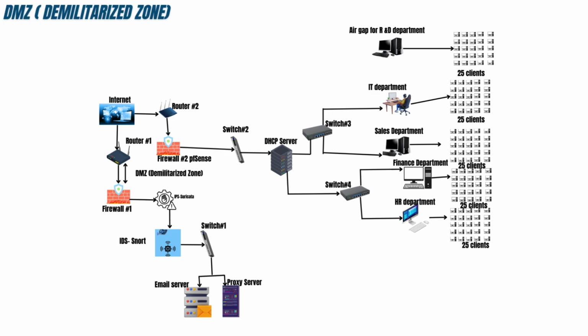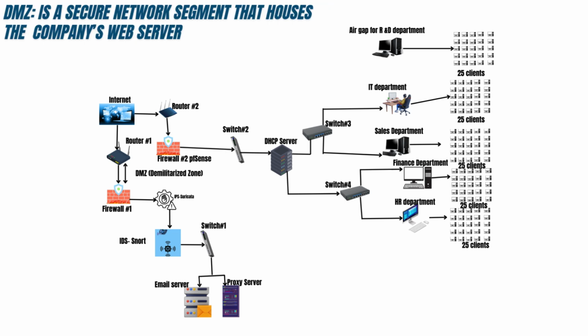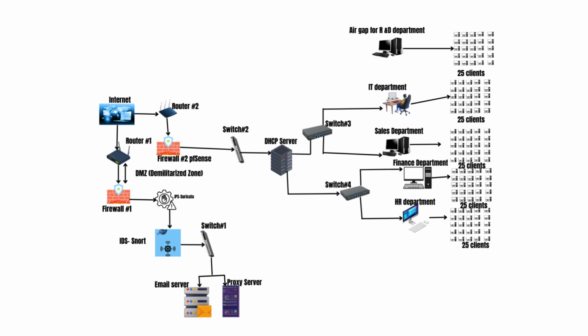Demilitarized Zone, DMZ. The DMZ is a secure network segment that houses public-facing services, such as the company's web server. External users, such as clients or partners, can access these services without exposing the internal network to external threats. By isolating these services in the DMZ, the company ensures that any vulnerabilities in public-facing applications won't compromise the rest of the network.